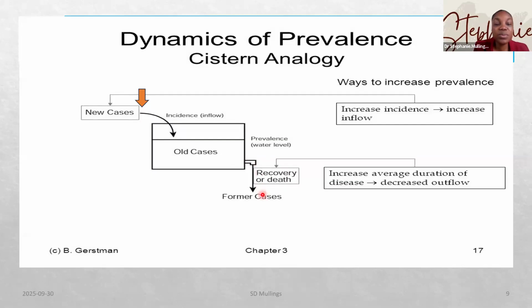All right. So ways in which we can increase the prevalence is that if we are increasing the number of new cases of the particular disease, or if the persons who are developing the disease are living longer with the disease and not being cured from the disease. So those are two critical reasons or points to note why we can have an increase in the prevalence of a particular illness.